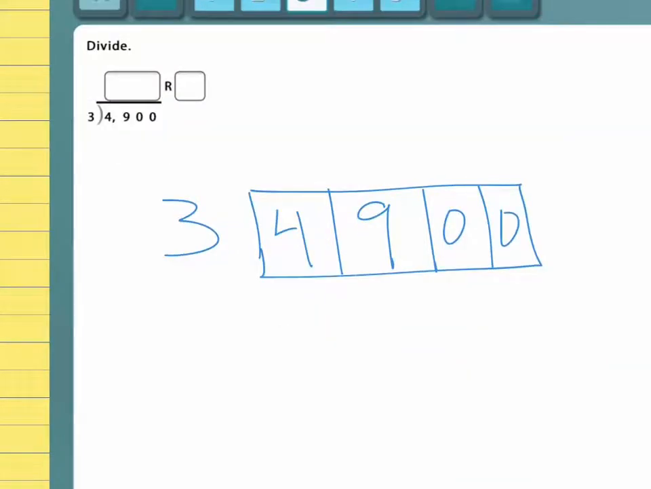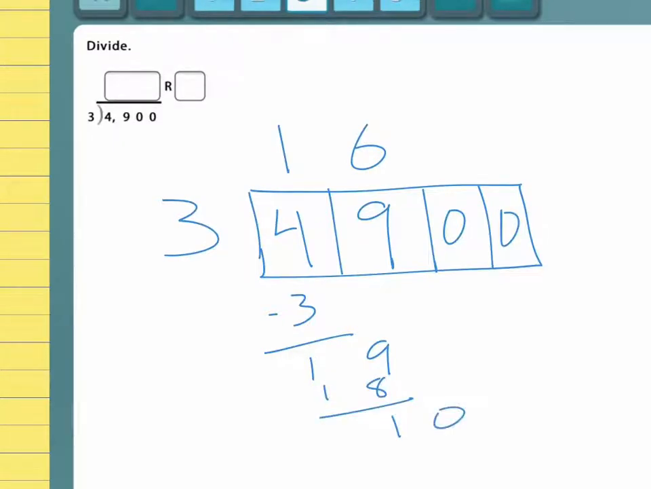How many times can you take away 3 from 4,900? Well, you can take away one group of 3 from the thousands place, and you'll end up with 1,000 left over. Regroup that into hundreds, 19 hundreds. I can make 6 groups of 3, and I take that away. I get 1 hundred left over.